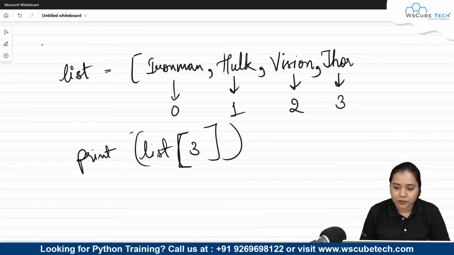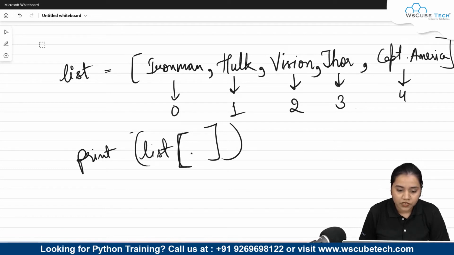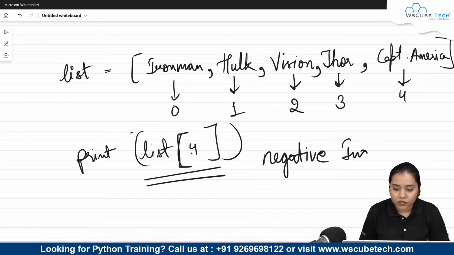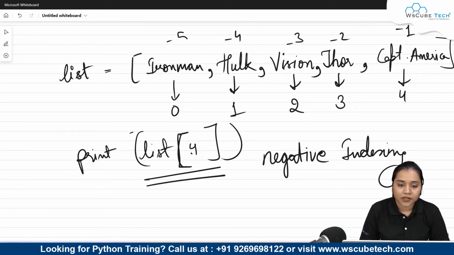If we have Captain America, then the index number would be 4, and instead of 3, we need to write 4. What if the list increases or decreases? In that case, again, we need to change this value. What if we can put a constant value here that will allow us to get the last element every time? For that, we can use negative indexing. Now, how does negative indexing work? Positive indexing starts from 0, 1, 2, 3, 4, and negative starts from -1, -2, -3, -4, -5, and so on.